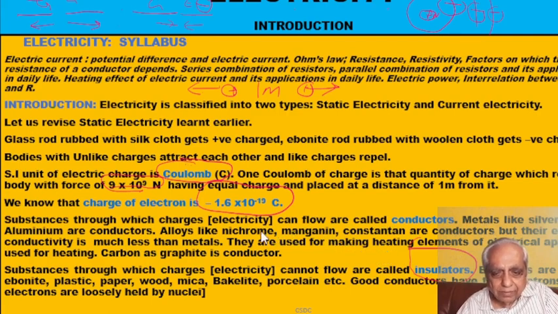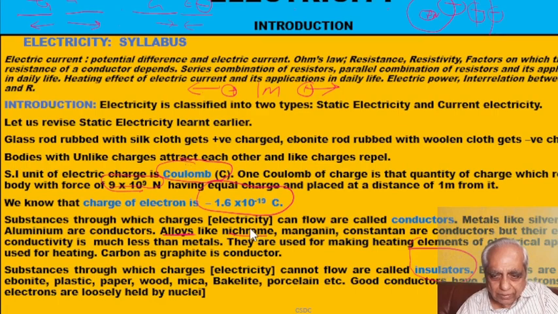Then there are certain alloys. Alloys like nichrome. Nichrome is made of nickel and chromium. Manganese, constantan, or others, all alloys. Their conductivity is less than that of the metals. Like nichrome is made of nickel and chromium, but its conductivity is less than that of nickel and chromium. They are used for making heating elements of electrical appliances and for some other purposes.